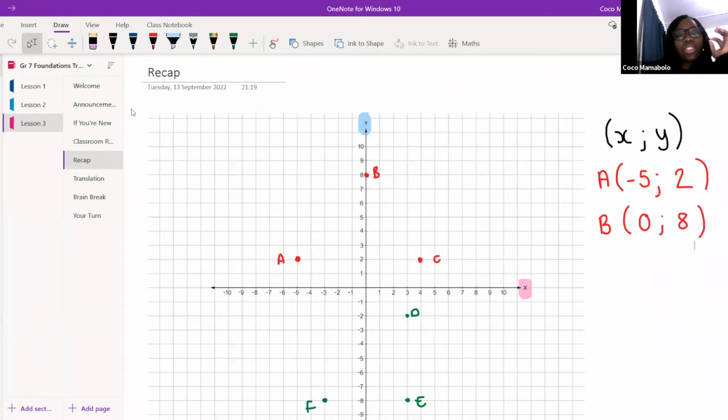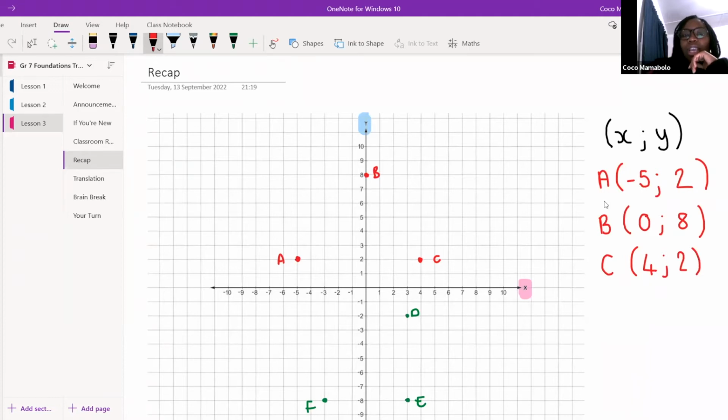Okay. Coordinates for C, guys. Anybody give me the coordinates for C? Okay, Nelisa is saying that C is, I'm not sure about that answer, Nelisa. Open brackets. Let's have a look at it again. Be careful. Which comes first, my X or my Y coordinate? There we go. Well done. Open brackets, my X coordinate is going to be 4, then semicolon, and then 2, close brackets.